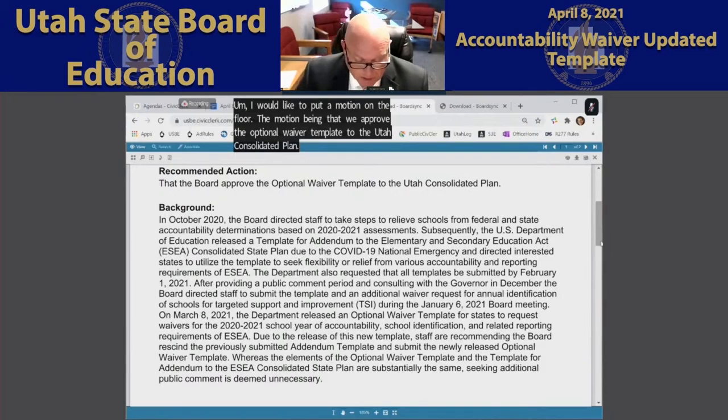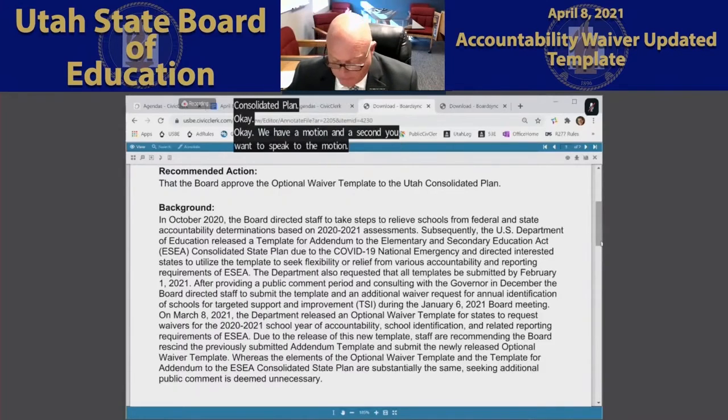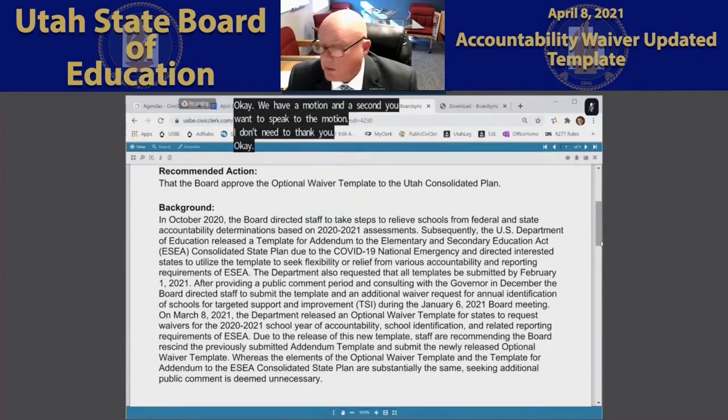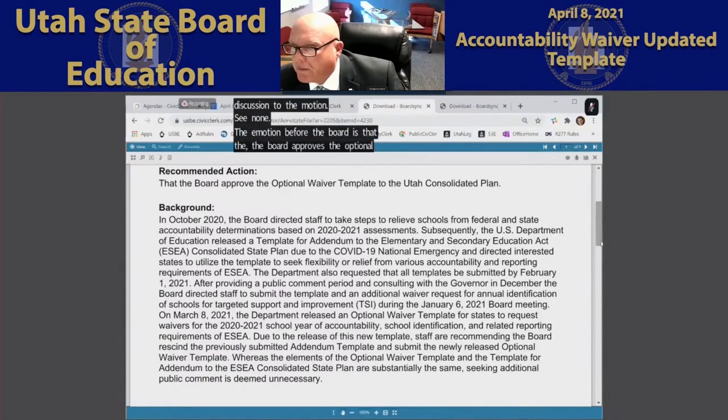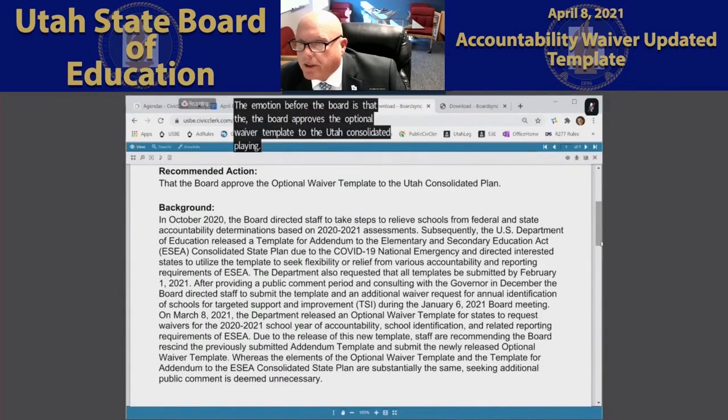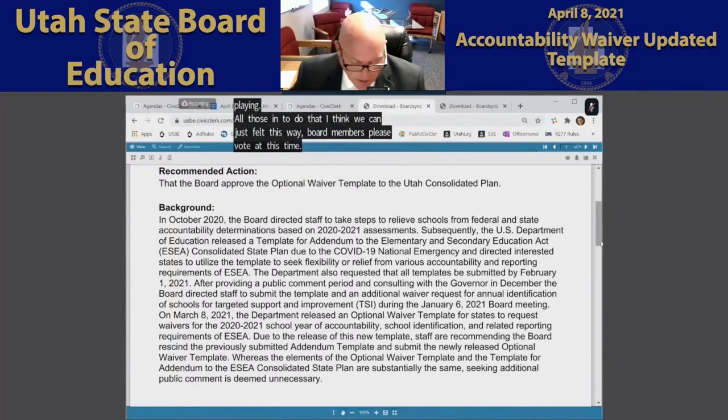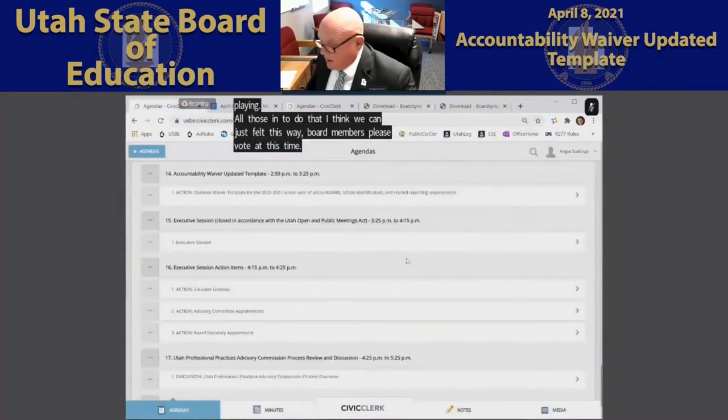The motion before the board is that the board approves the optional waiver template to the Utah Consolidated Plan. I think we can just vote this way. Board members, please vote at this time. The voting is complete, and the motion passes unanimously. Thank you, Assistant Superintendent Darren Nielsen.